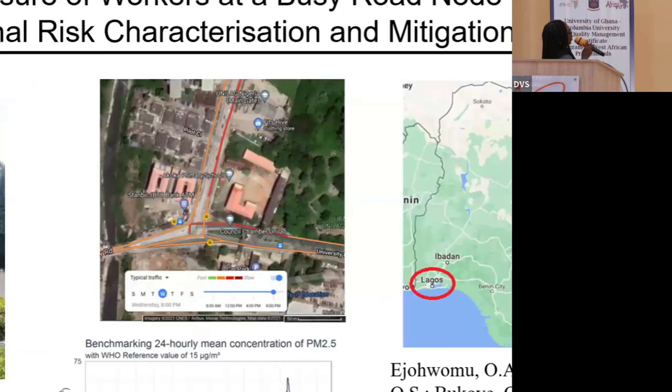Yes. So this is a Google map showing the University of Lagos main gate. So it's around there that we carried out the monitoring.